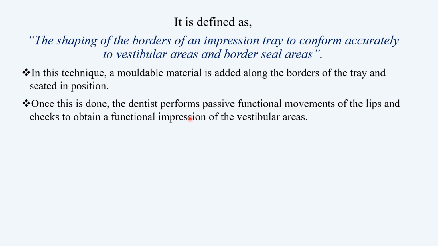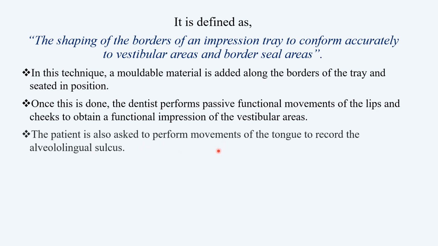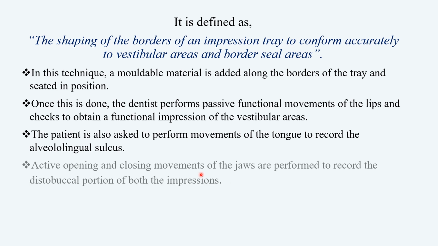Once this is done, the dentist will show most of the passive functional movements of the lips and cheeks, so we will get a functional impression of the vestibular areas. The patient is also asked to perform the tongue movements to record the alveololingual sulcus areas. We ask the patient to bring the tongue forward, touch the incisive papilla, touch the opposite molars, and such movements, so we can properly record all the impression border areas and vestibular areas.